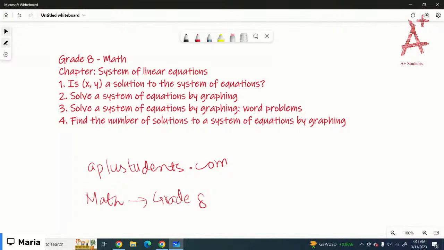We are going to start with the chapter systems of linear equations, and the lessons we're going to cover today are: is (x, y) a solution to the system of equations? Solve a system of equations by graphing. Solve a system of equations by graphing word problems. And find the number of solutions to a system of equations by graphing. So let's start with the first lesson, that is, is (x, y) a solution of the system of equations?